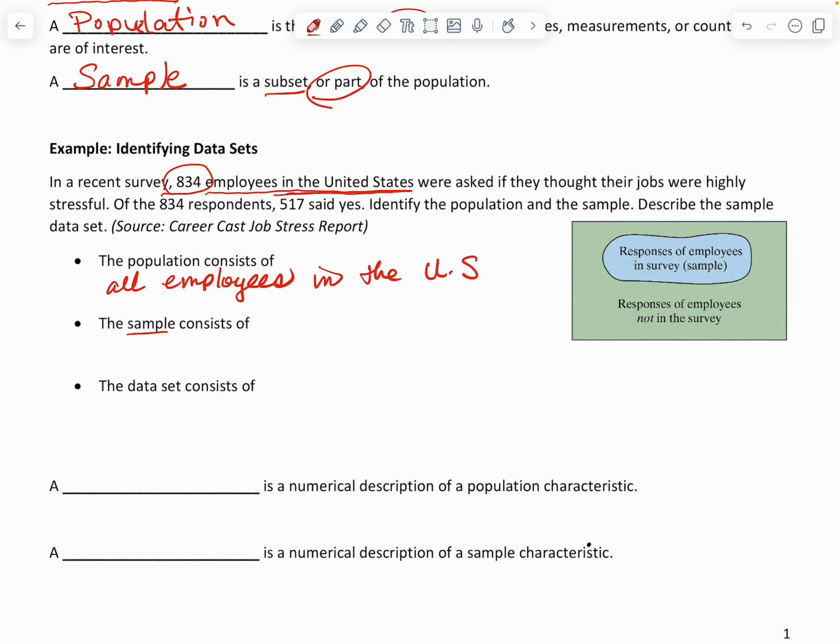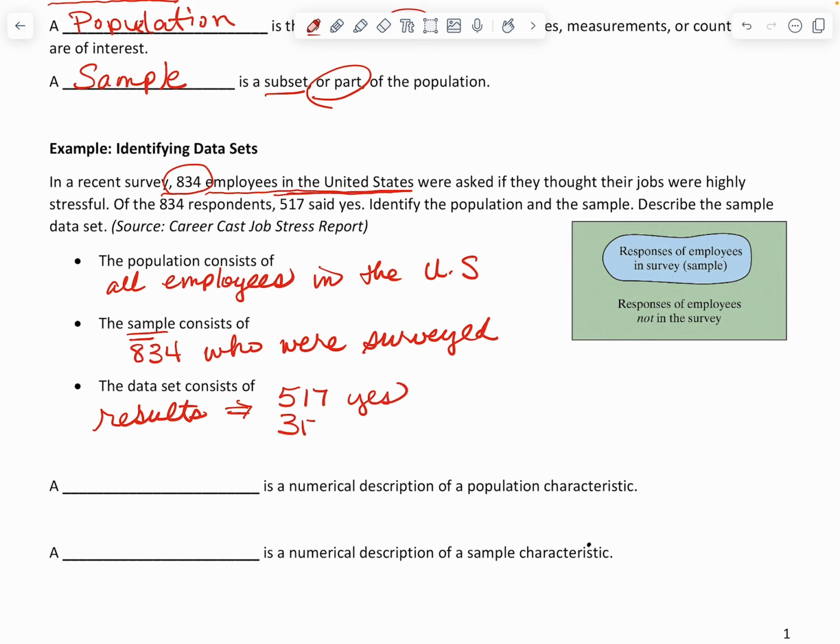The sample then is the 834 that you surveyed. So the 834 who were surveyed. The results then, or the data set, is what the results are. In this case, 517 replied yes, meaning 317 replied no. So 834 minus 517 is 317.